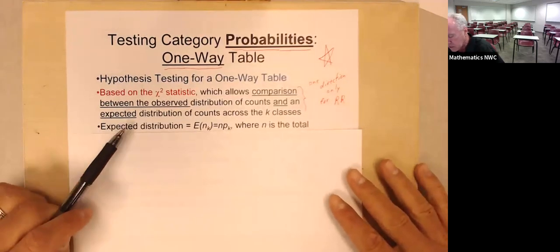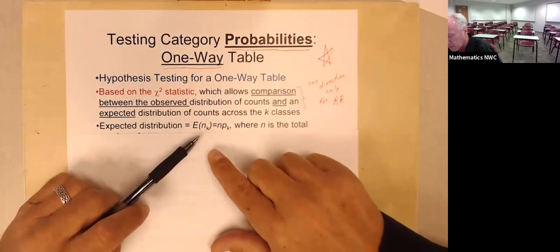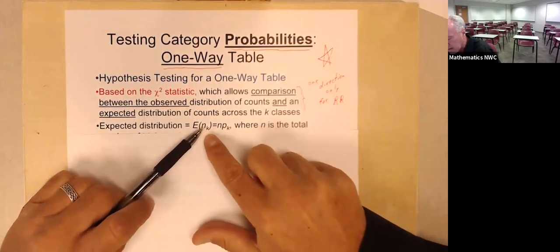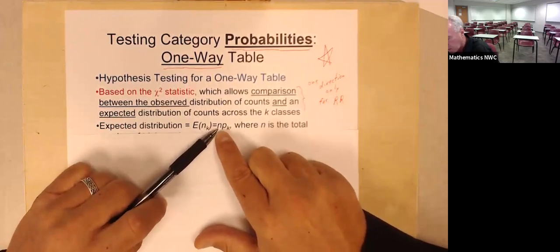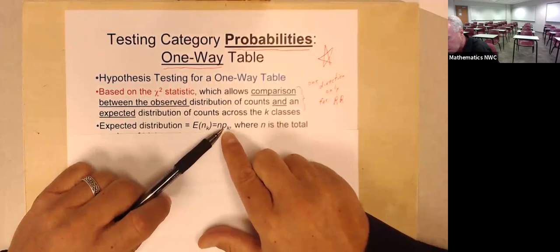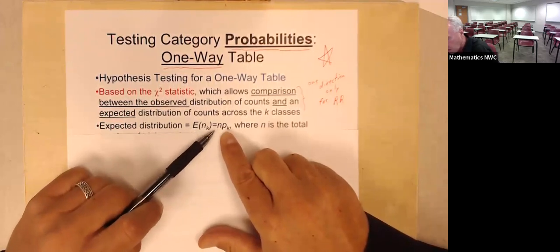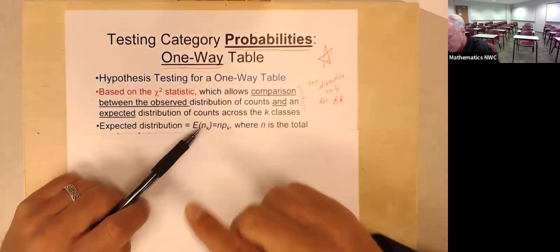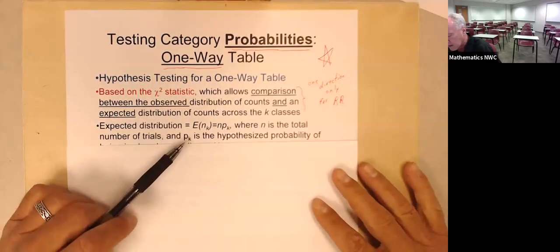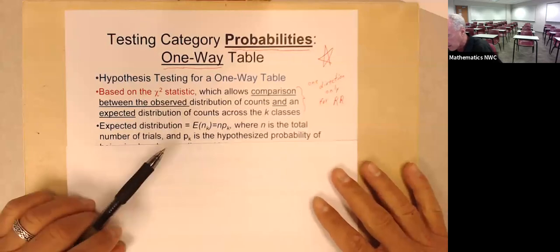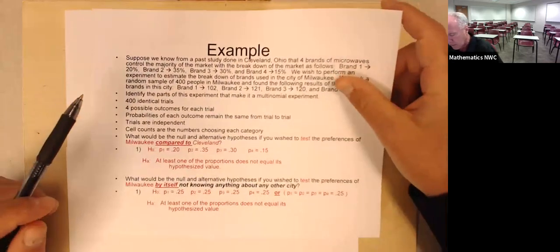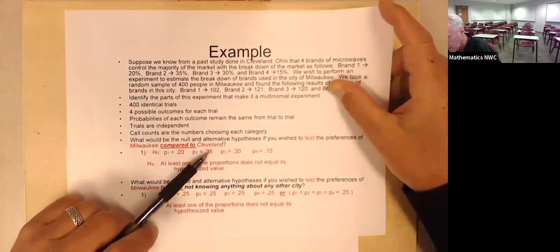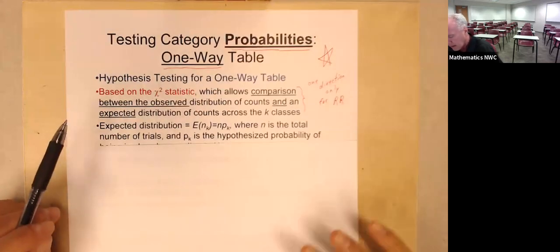The expected distribution is labeled E n sub k. That would be the expected number I would expect to get in brand K. It's going to be the total number that I polled times their expected proportion. I'll be using this formula to get expected counts. N is the total number of trials. P is the hypothesized probability. A hypothesized probability would be like in Cleveland, 0.2 or 0.35 or 0.3, etc.